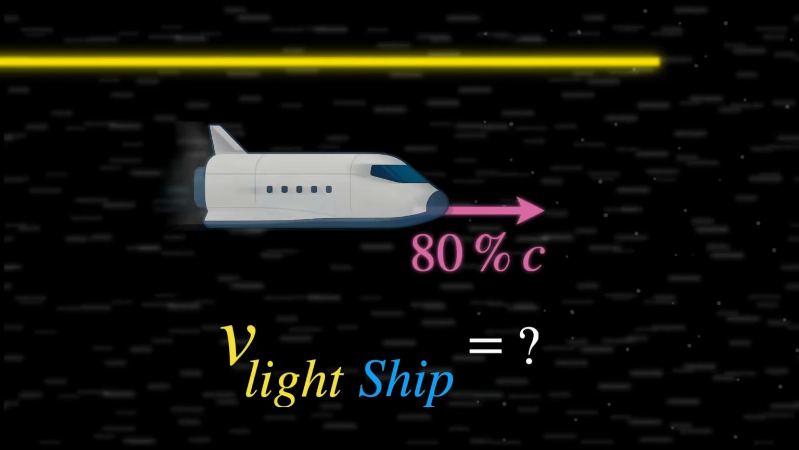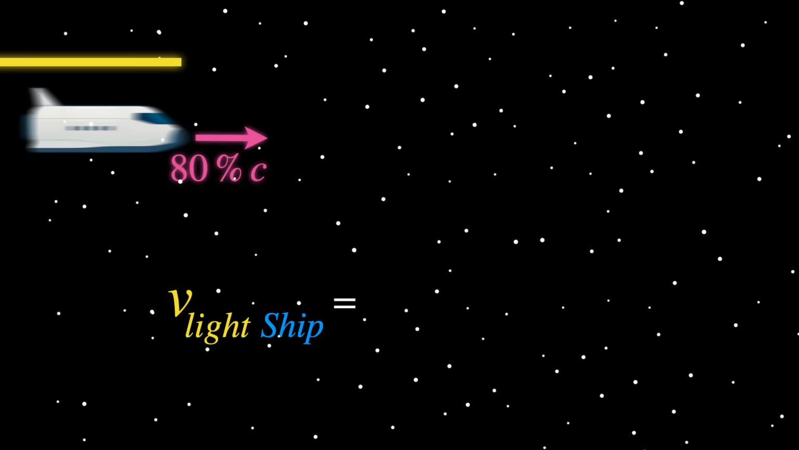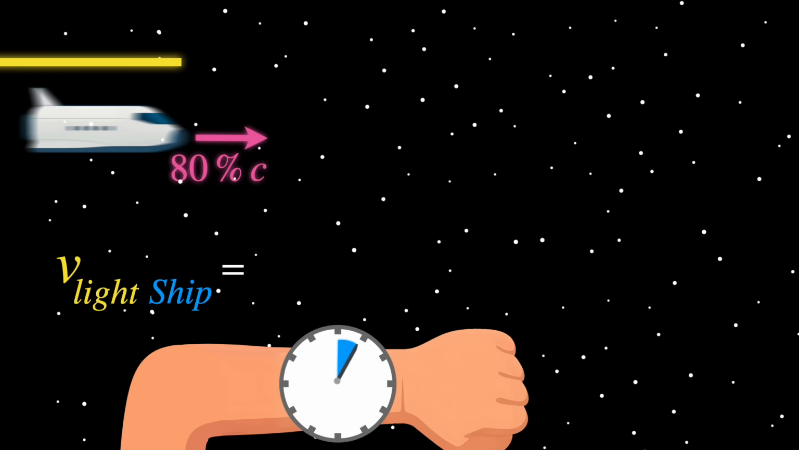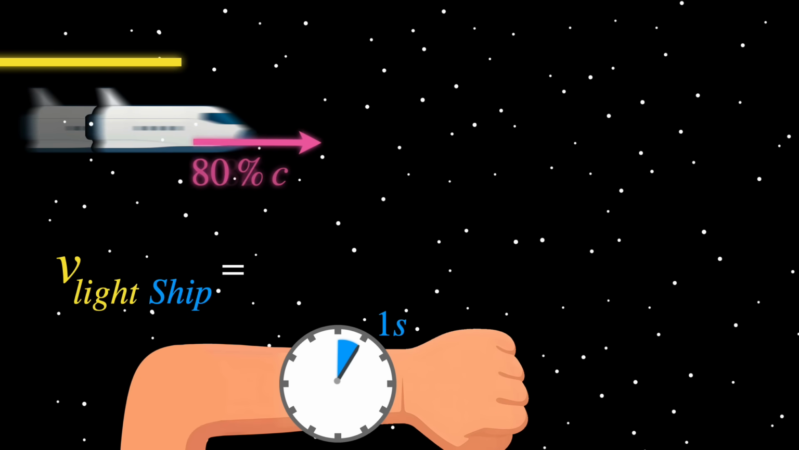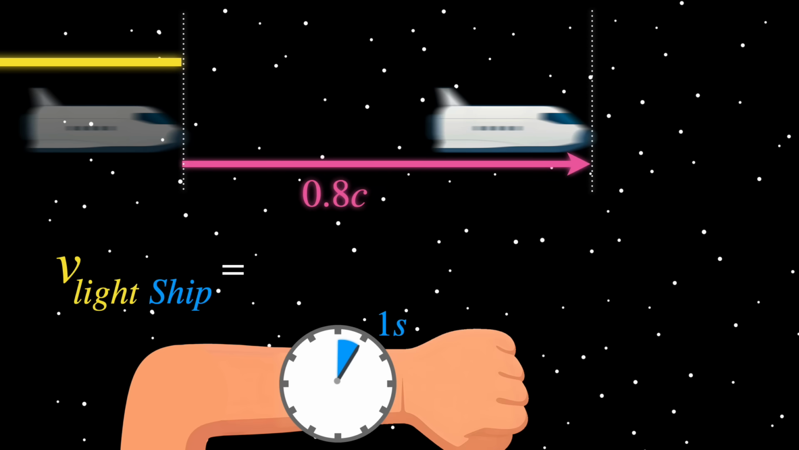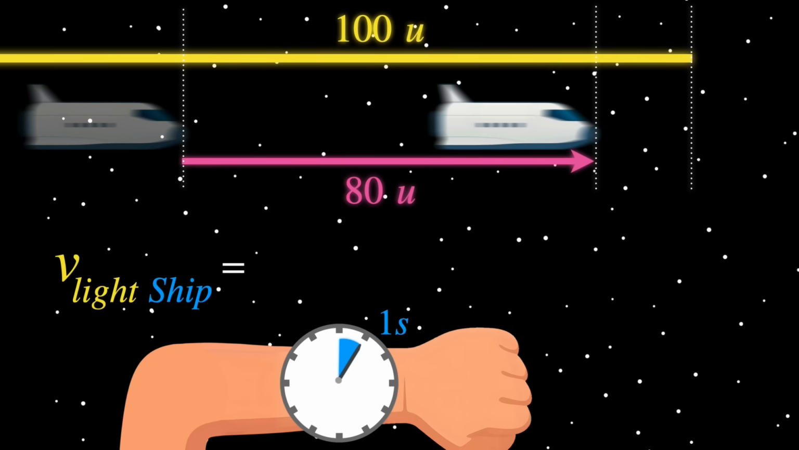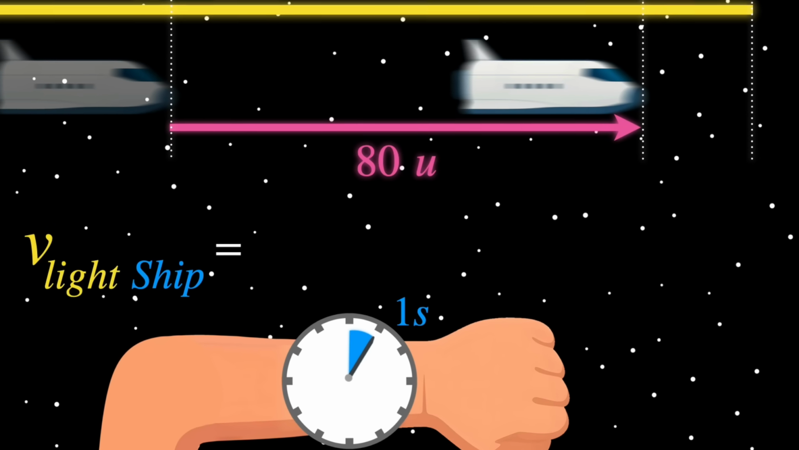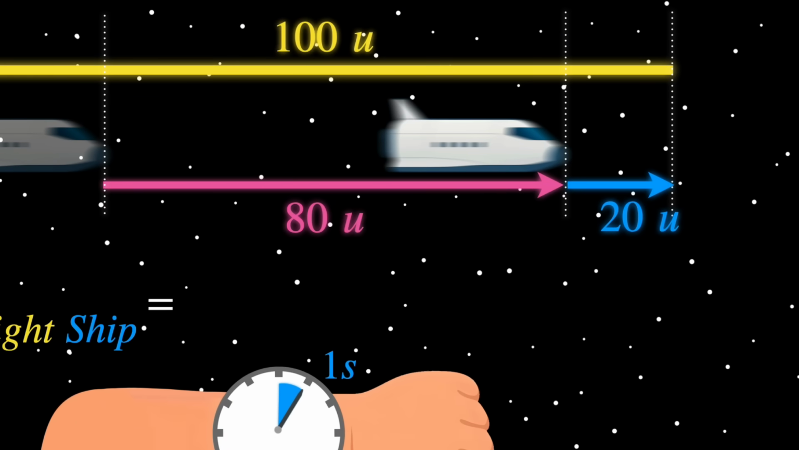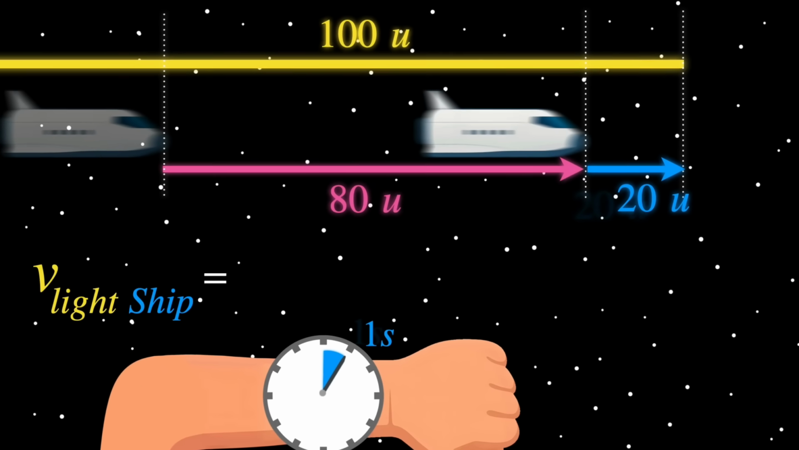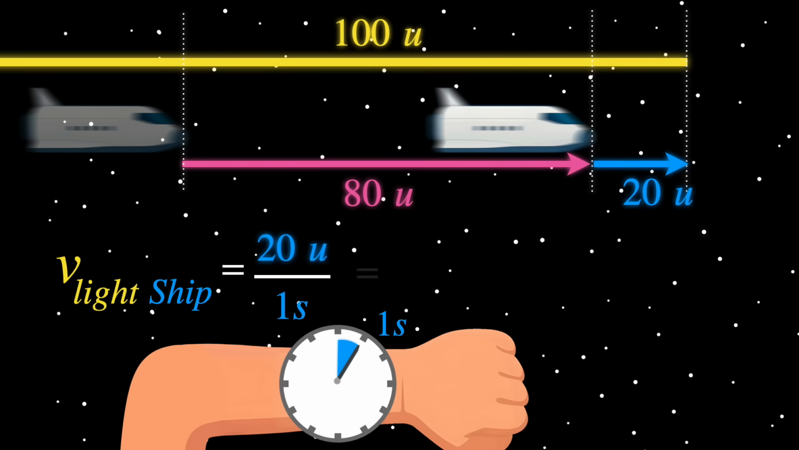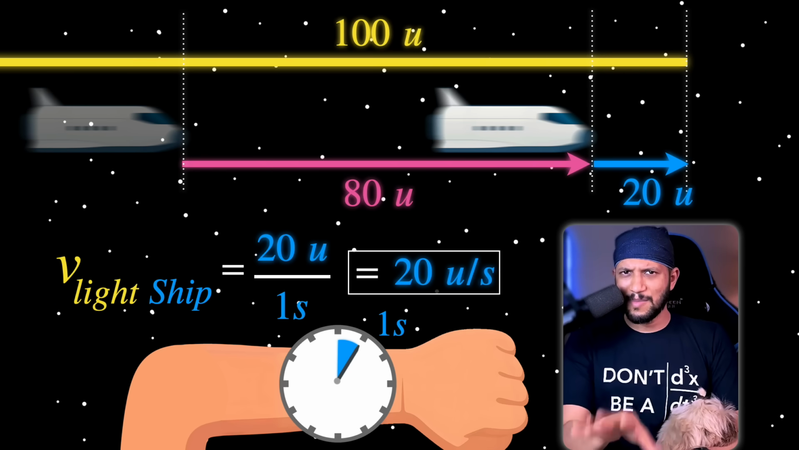So let's use the good old Newtonian mechanics. If I wait for 1 second on my clock, the shuttle travels 0.8 c. Let's make c equals 100 units, so the ship travels 80 units. Meanwhile, light itself travels 100 units. So, after 1 second, light is only 20 units ahead. So the speed of light relative to the ship is just 20 units per second. But Einstein says, Mahesh, this creates a big problem.